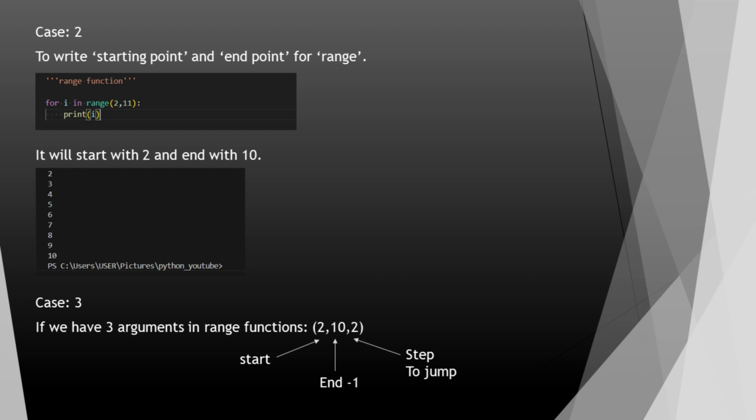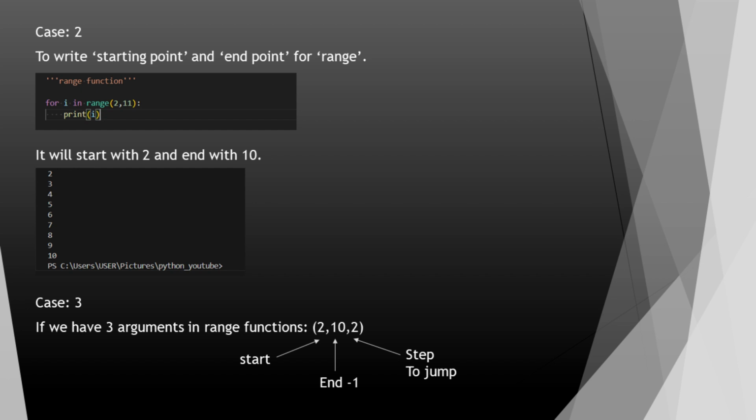So in this example, you can see for i in range(2, 11). Our starting point is 2 and our end point is 11, but it will print only from 2 to 10, because it's fundamental that it prints one number less. It will start with 2 and end with 10. In the output, you can see how our output is printed from 2 to 10.